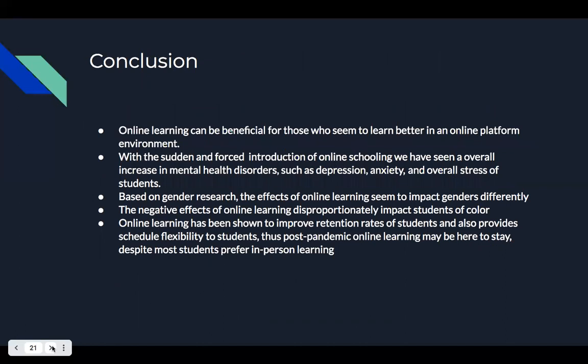To conclude, online learning is beneficial to some students who learn better in a quiet area. With the sudden change of the learning format, depression, anxiety, and stress have become more common amongst students. Based on gender research, the effects of online learning seem to be impacting each gender differently. The negative effects of online learning disproportionately impact students of color. Online learning benefits students by giving them flexibility in their scheduling and work. Online learning may be here to stay even if students prefer in-person learning.